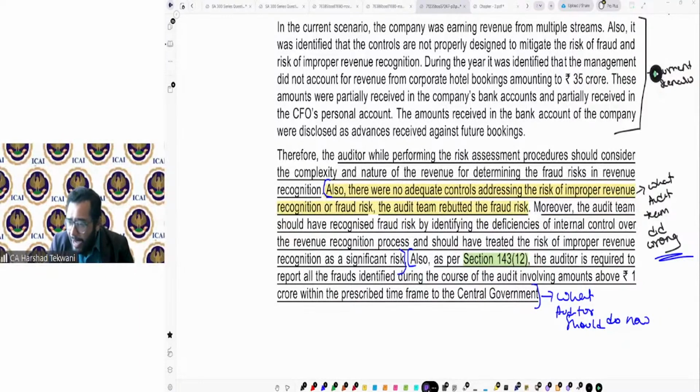If no further doubts, then I propose to close the session here, guys. Please revise. You have now, I think, a week's time before our lecture resumes next Monday. Please revise whatever we have done till now, because once we shift to the SA 500 series and 700 series, we will require the knowledge and base to be clear for the SA 300 and 200 series.